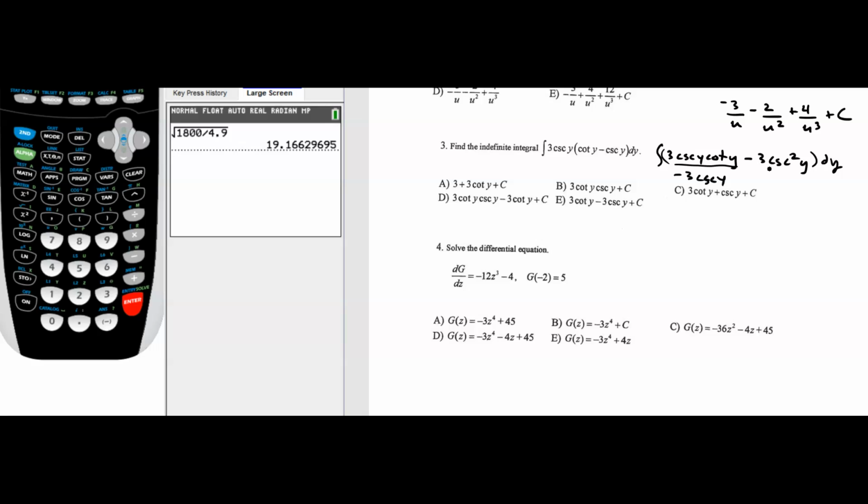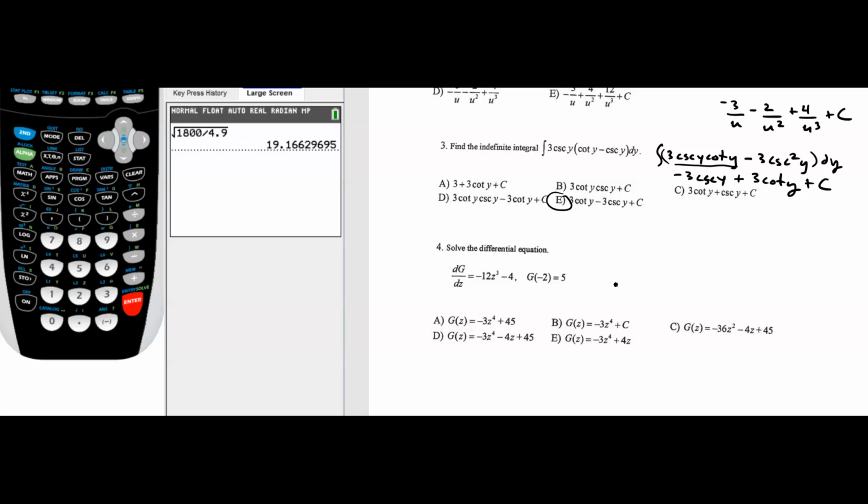And then the function that had cosecant squared as its derivative was, I want to say that was negative cotangent, or if you think of this as being a negative cosecant squared, then that's a positive cotangent of y. So I believe that the correct answer here is negative 3 cosecant y plus 3 cotangent y plus c. And so I think that it's this one right down here. It's E.